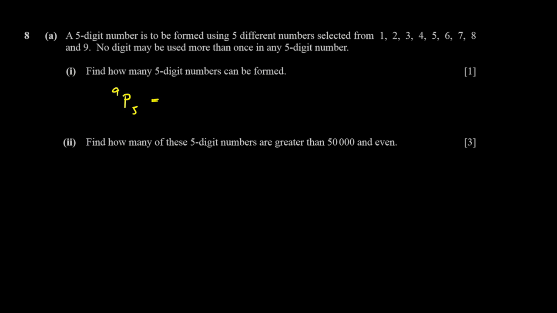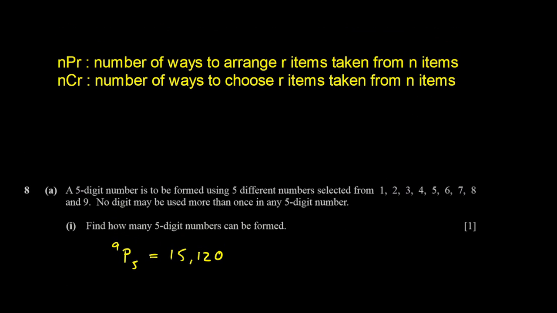9P5. And if I put that into the calculator, I get 15120, right? So that's my answer there. So I'll just change that because it's a little bit messy. Now, the key issue is usually why am I using 9P5 and not 9C5? So I'm just going to try to explain that, which I usually do in the videos.